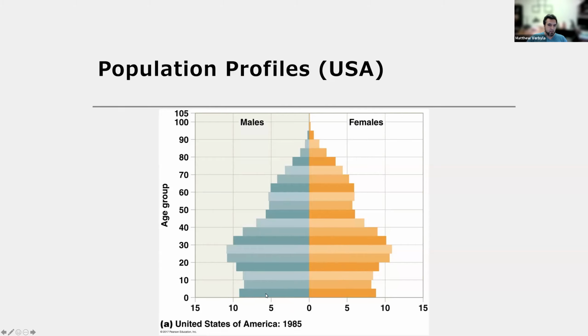So 0 to 5 years old being shown right here, 5 to 10 years old being shown right here, 10 to 15 years old, 15 to 20. So now we can see the breakdown of different age groups and which age groups are the most populous in the population, right? So in the 1980s, in 1985 in the United States, the age group with the highest population was individuals who were in their 20s and their early 30s. And this is that baby boomer generation as they were coming of age into their adulthood.